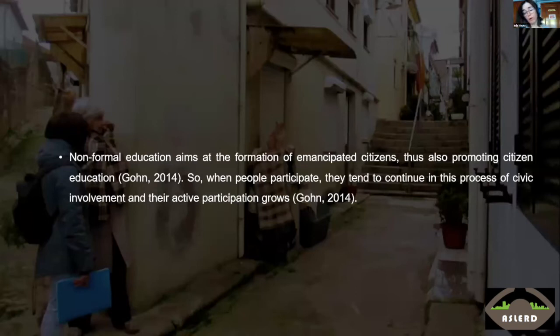So we can say that non-formal education aims at the formation of emancipated citizens and thus also promotes citizen education. When people participate, they tend to continue in this process of civic involvement, and their active participation grows. Non-formal education contains a participatory learning process, and this participation can be seen as a form of citizen and civic participation, where people get involved in making something, whether it's a mobile app, a movie, or another object. So these learning processes also involve working towards a common purpose.